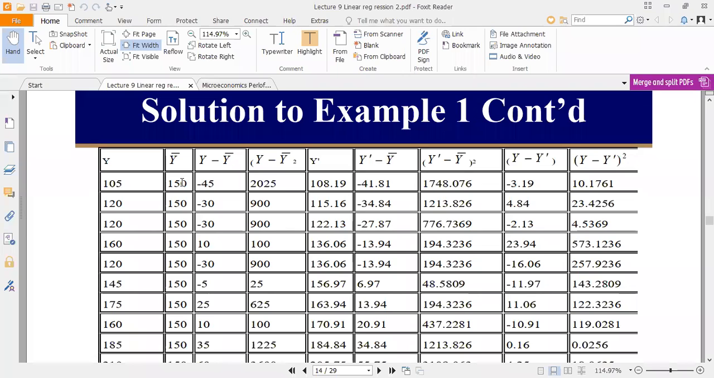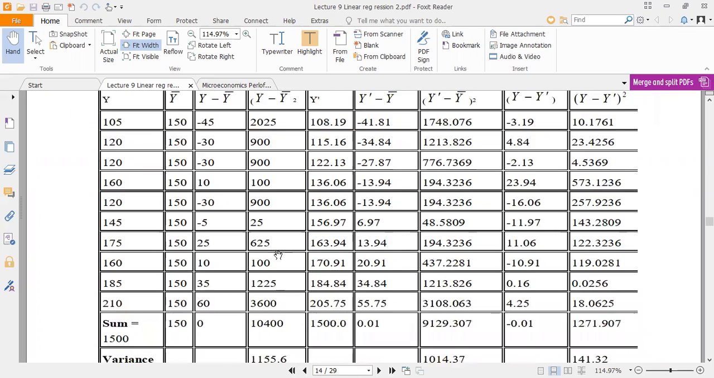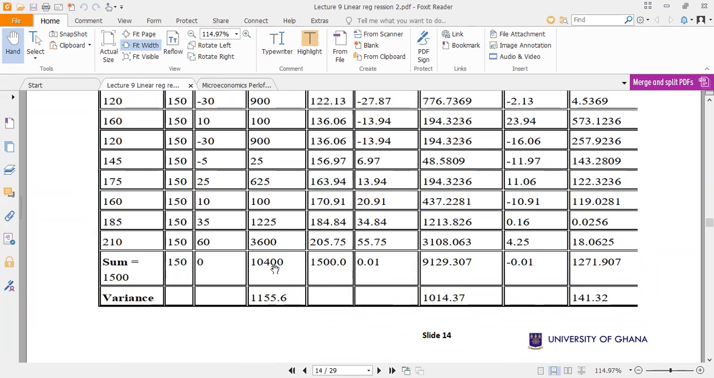If you want to find your TSS, it's sigma Y minus the mean of Y squared, which means that first we have to find Y minus the mean of Y. So this is giving us 105 minus 150, which is minus 45. 120 minus 150 will give us minus 30. You do it for all the observations. When you are done, you square them. We have Y minus the mean of Y squared. So square all of them, and then when you sum them up, this is your TSS, your total sum of squares. Are we together?